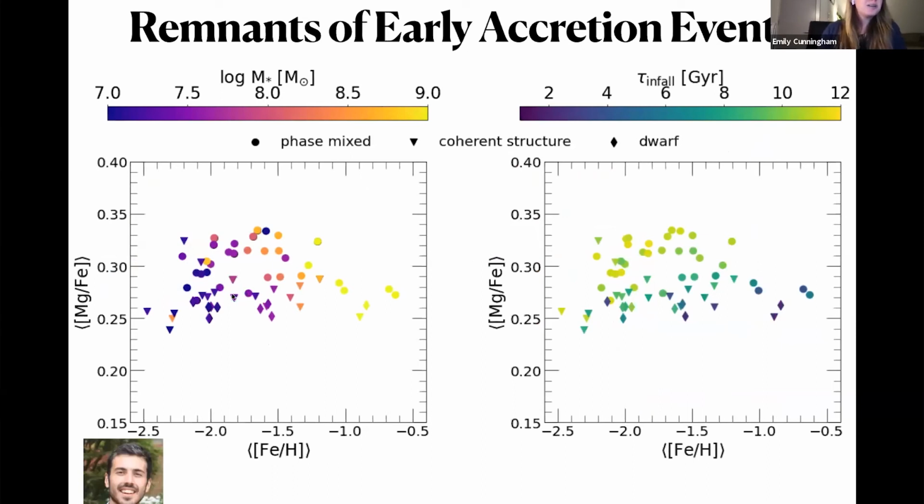So here, Danny is showing the mean magnesium over iron versus iron for his catalog of progenitors. On the left, it's color-coded by stellar mass, and on the right, it's color-coded by infall time. We can see the mass-metallicity relation very beautifully in the left-hand panel. And on the right-hand side, we can see that at fixed metallicity or fixed stellar mass, later accretion events will have lower alpha abundances than their earlier counterparts. So it's a very exciting future for studying the remains of these disrupted dwarf galaxies.